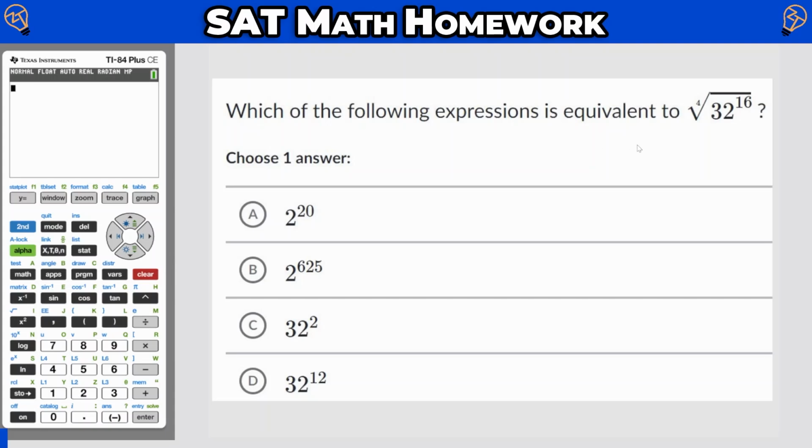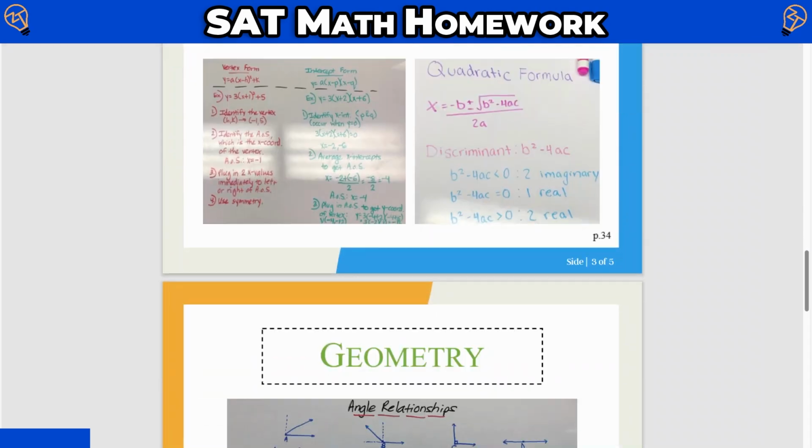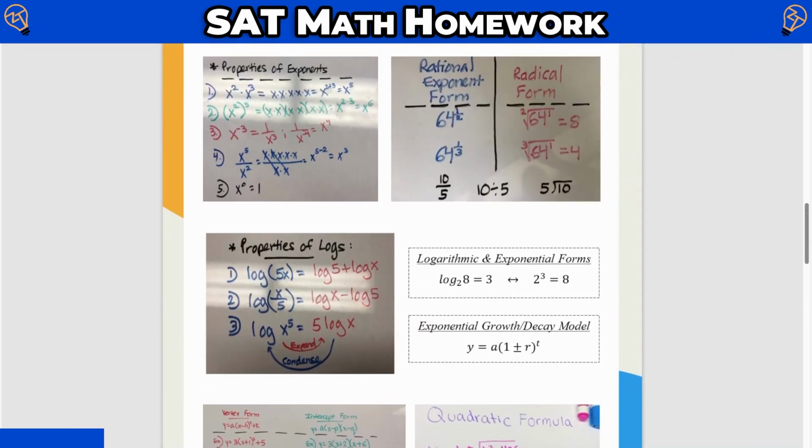So if we're trying to rewrite this, we can notice that in the initial question, this is in radical form, whereas all the options are in exponent form or rational exponent form. We're going to go ahead to page 34, which is side 3 of our math reference document.